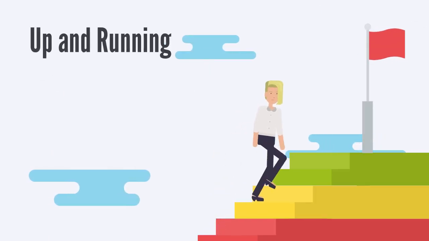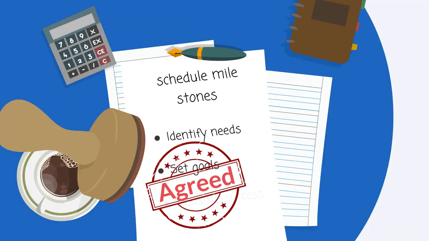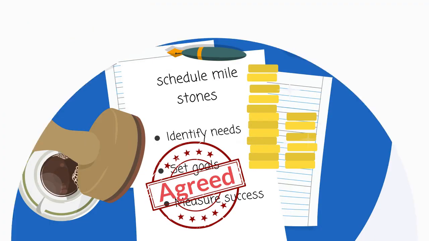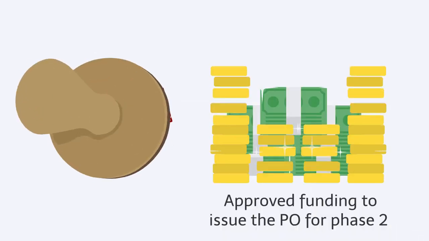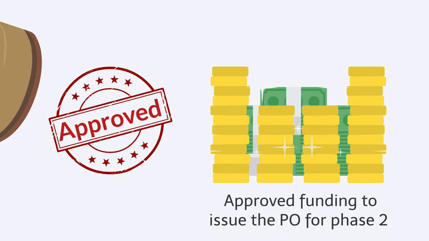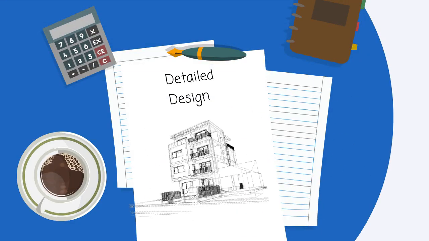We are now up and running. The scope of work is clear, the funding sources have been agreed, and the schedule milestones are set. Moving on to Phase 2, Design. You'll need approved funding to issue the PO for Phase 2, where a detailed design will be prepared based on the materials produced in the previous phase.